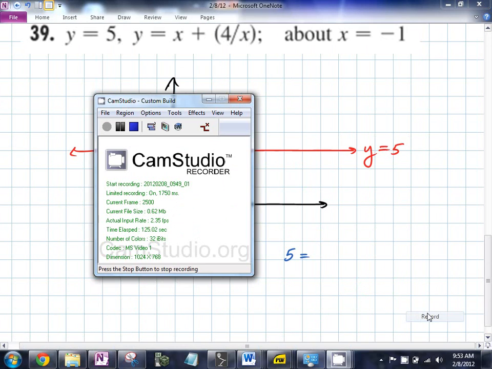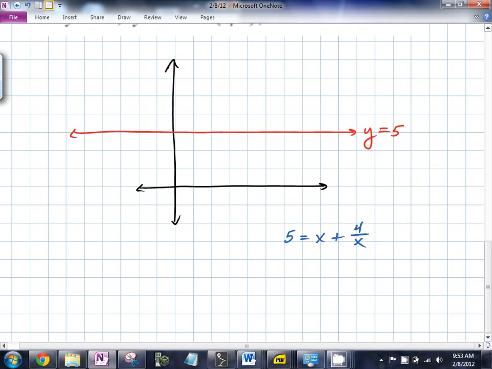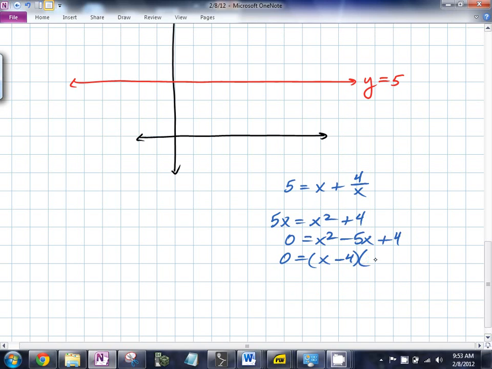5 is equal to x plus 4 over x. To solve this, what do we need to do? Times it by x. So 5x equals x squared plus 4. So 0 equals x squared minus 5x plus 4. So 0 is equal to x minus 4 times x minus 1. So x is equal to 4 or 1.